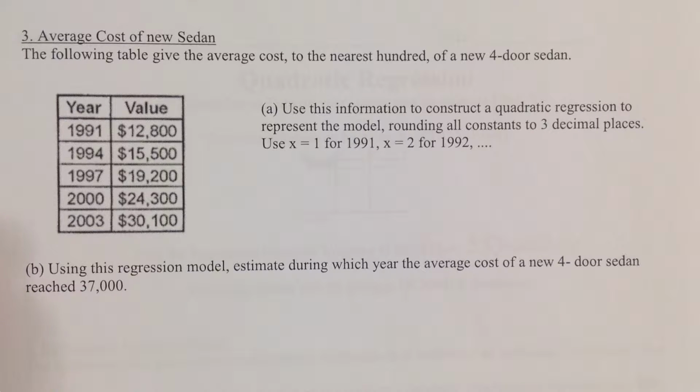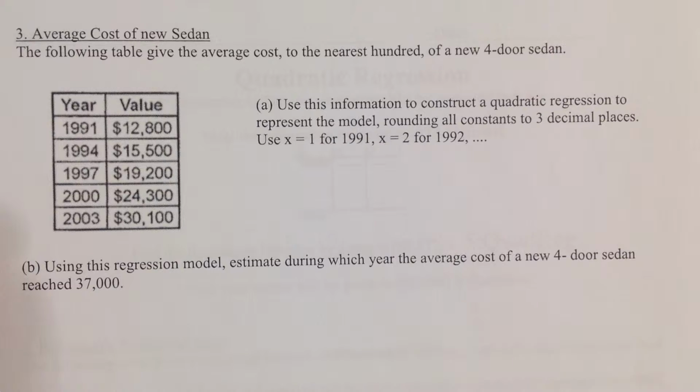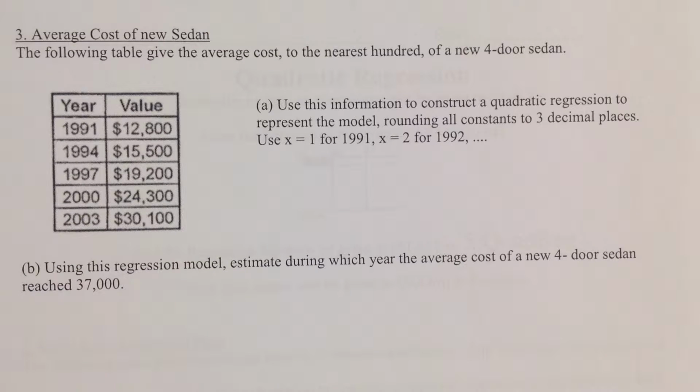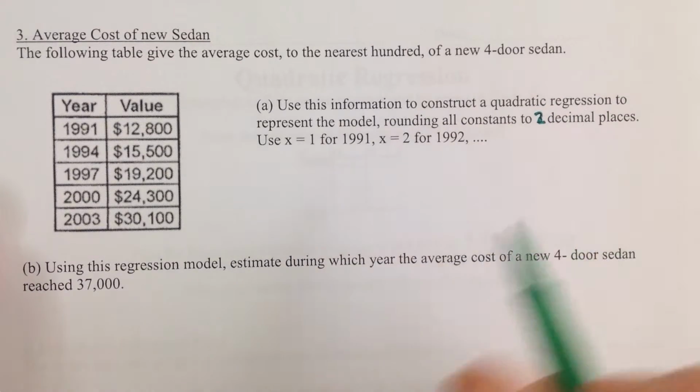So again, this is just raw footage here. I'm reading the problem for the first time. The following table gives the average cost to the nearest 100 of a new four-door sedan. So it says, use the information to construct a quadratic regression to represent this model, rounding all constants to 3 decimal places. We're going to round all constants to 2 decimal places.